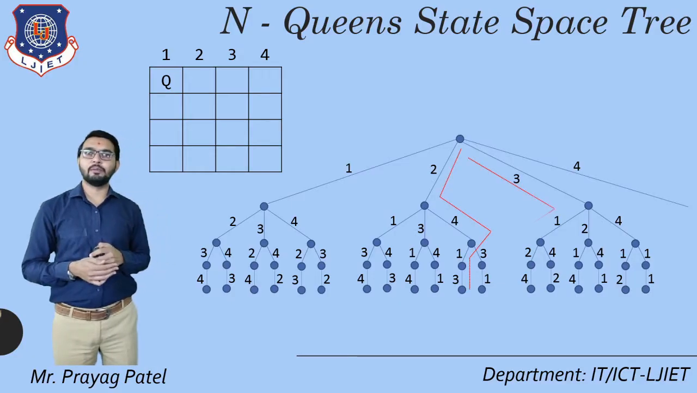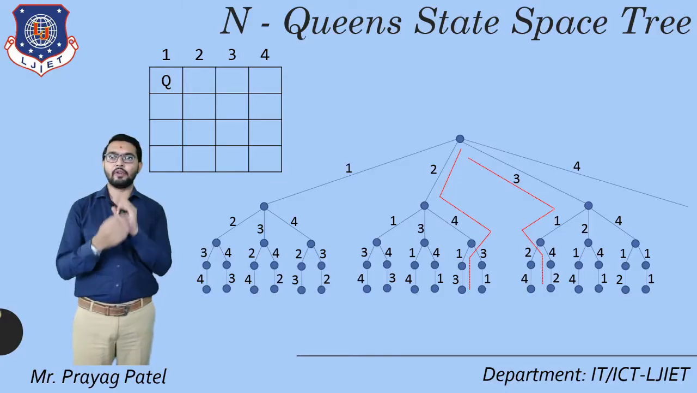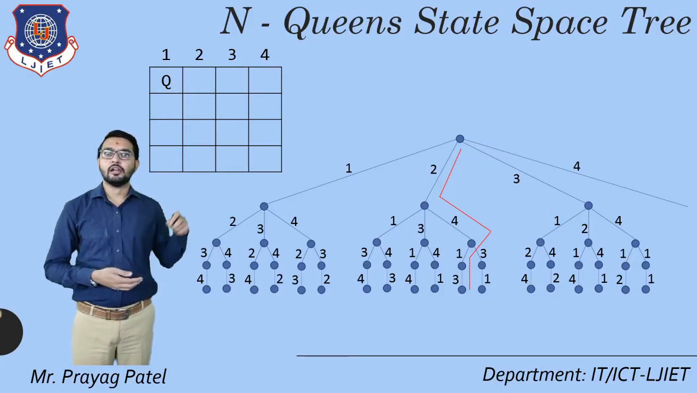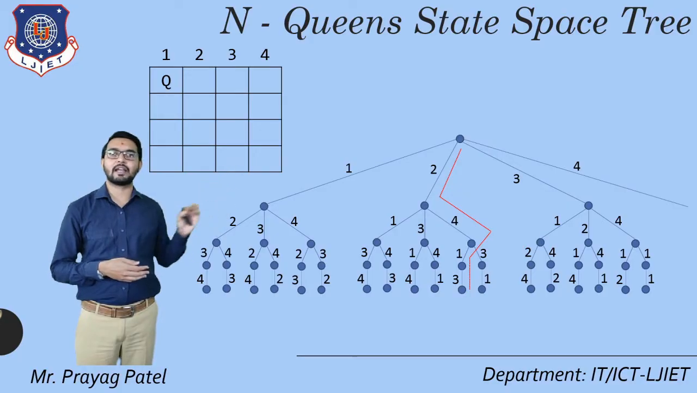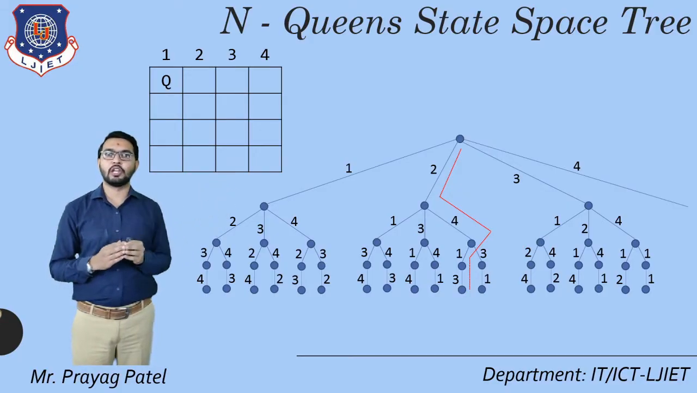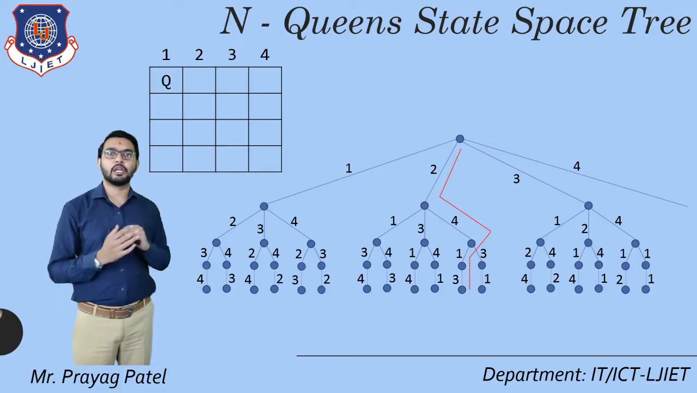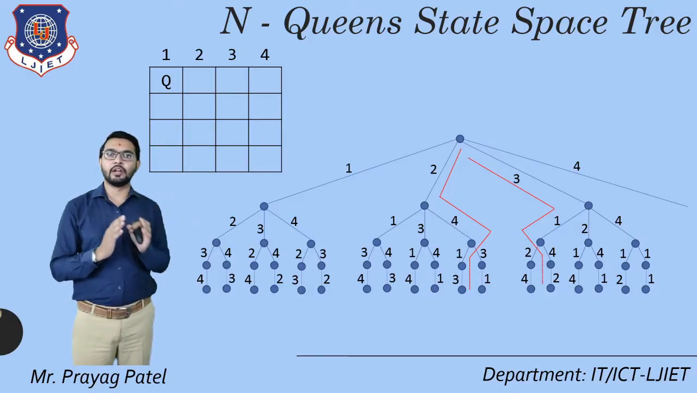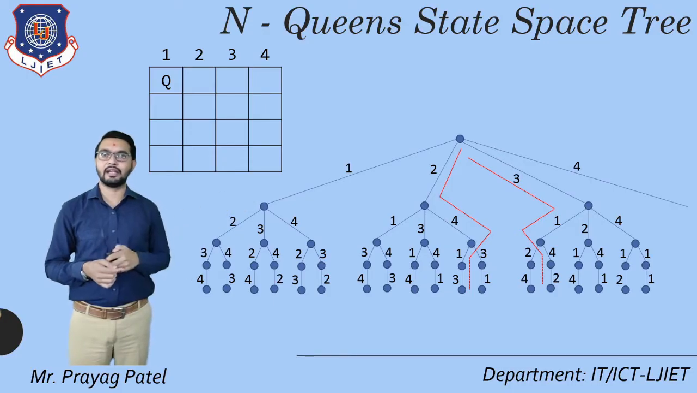Now consider the path of your solution. Here in the 4 queen problem, we have 2 solutions. The first solution is 2, 4, 1, 3. So here the red shaded line is your solution. First put the queen in column 2, then column 4, then column 1, then column 3. Now consider the other solution, which is 3, 1, 4, 2. So here consider the second path as the red shaded line.